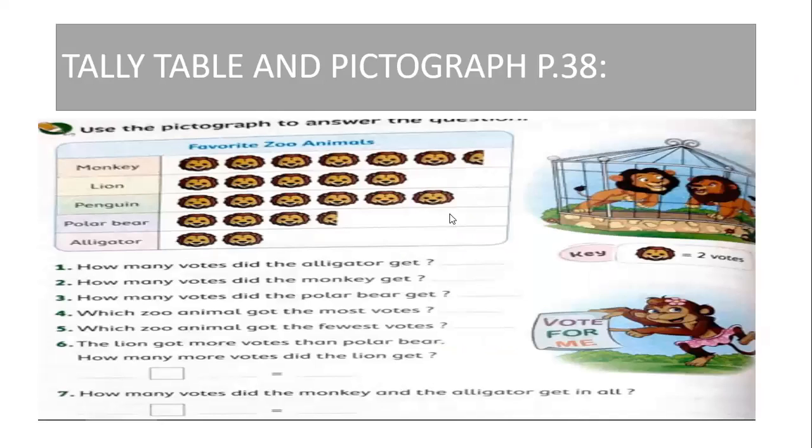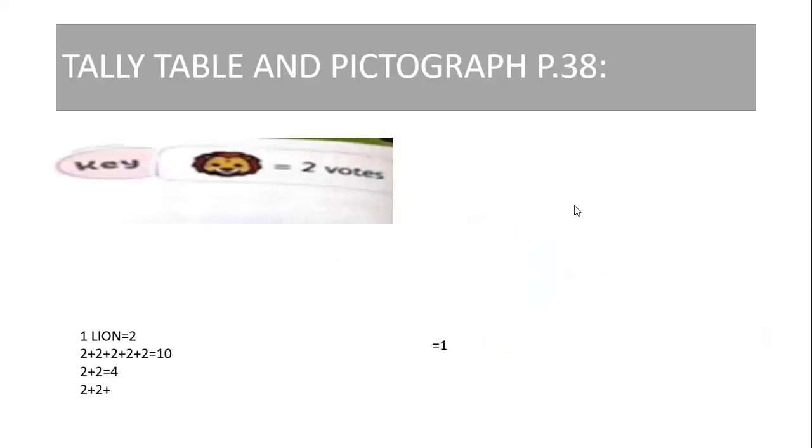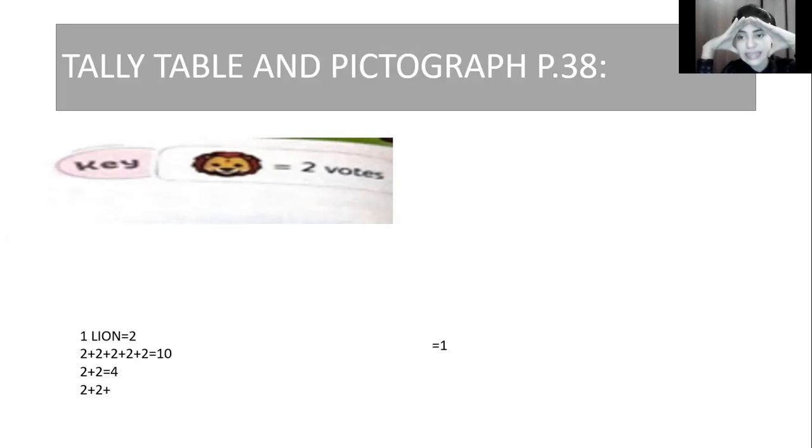Now, let me delete this also. Okay. So, here in page 38, use the pictograph to answer the question. Let me explain it first for you. I have here one line. He gives me the key, one faced line. This face equals 2. When I see the whole face, it is equal to 2. If he gives me the half of the face, it is equal to 1.